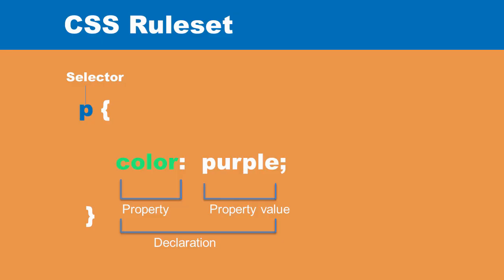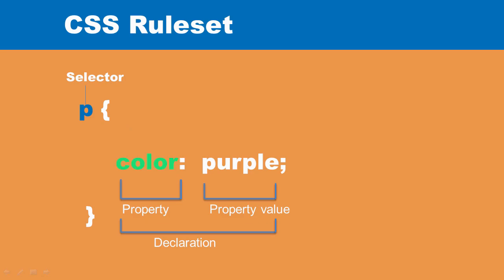So the key points to note here are: don't forget the semicolon. If you forget the semicolon, the styling will not work. It will not be applied. And also don't forget to separate the property that you're trying to style from the value. So property and value must be separated with a colon. And don't forget the opening and closing curly braces. Your property and the value must be contained in between the curly braces.